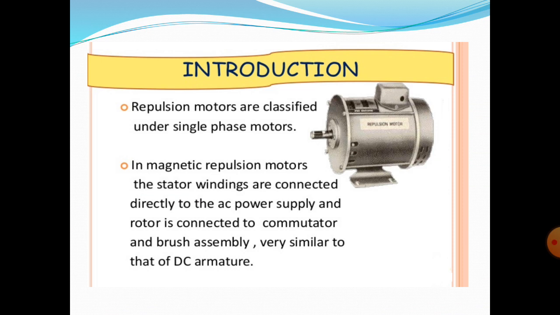In this motor we supply AC power to the stator windings, and the rotor is always connected to a commutator and brushes. It is very similar to a DC armature motor. That means the commutator converts the AC supply into DC.